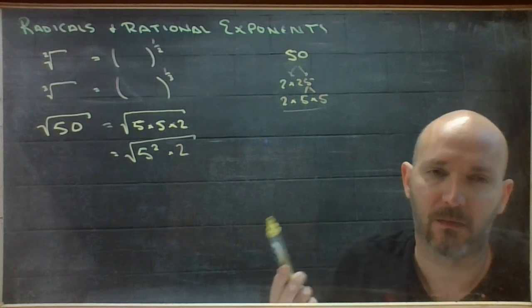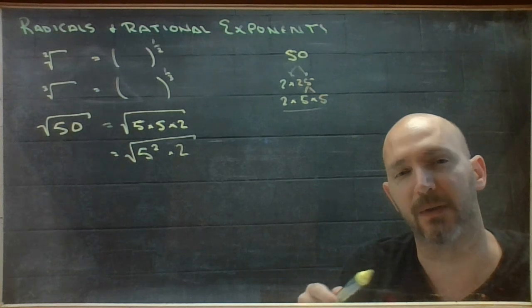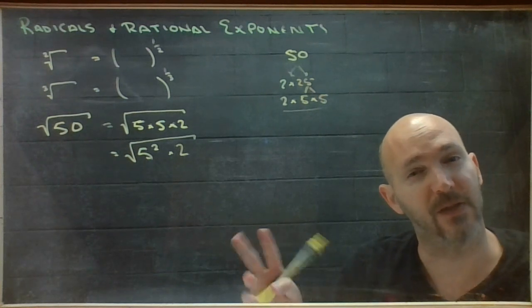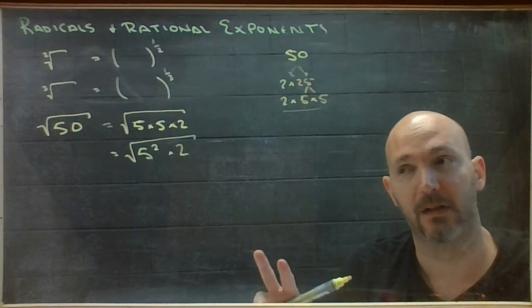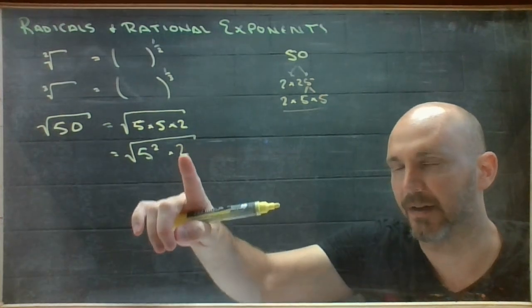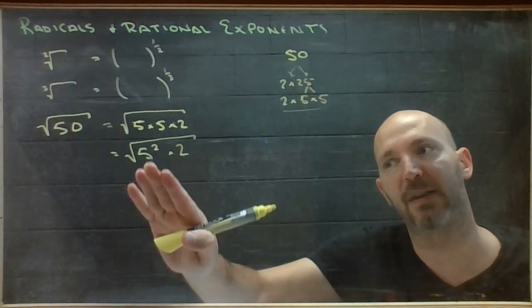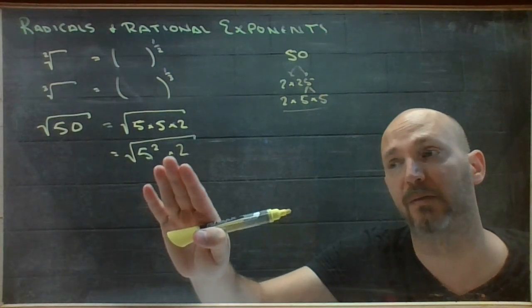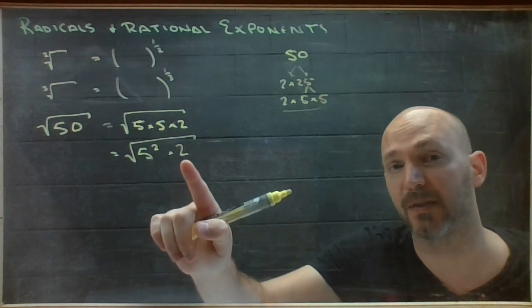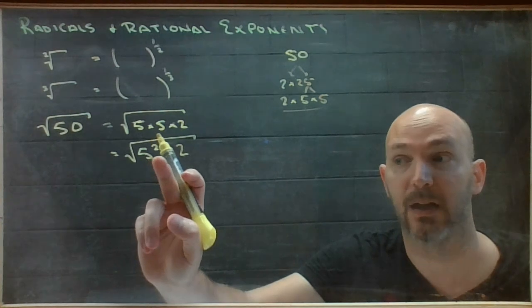So why does that matter? Well, I've got a square inside a square root, and those two things should undo each other. But this 5 squared has a 2 in there with it. So we've got to find some way to tease them apart so that the 5 squared is in a radical just by itself, so the 2 isn't interfering. And that will allow the radical to be neutralized by this square.